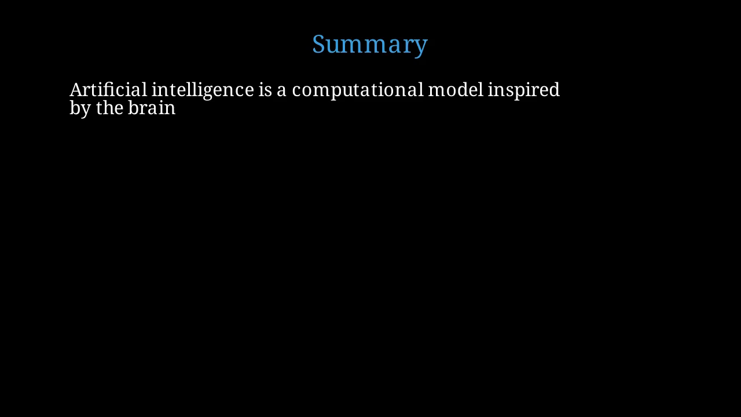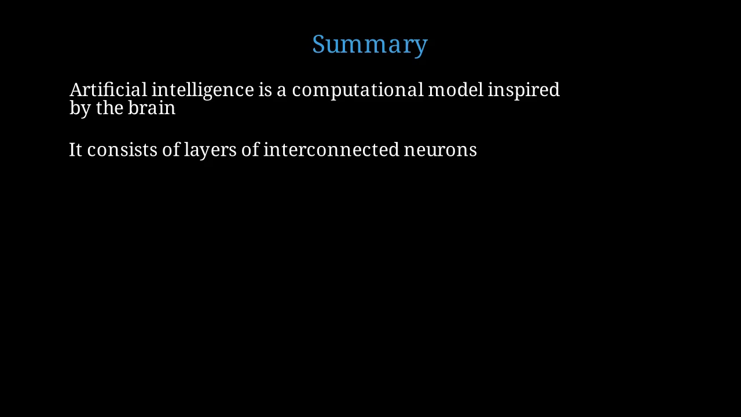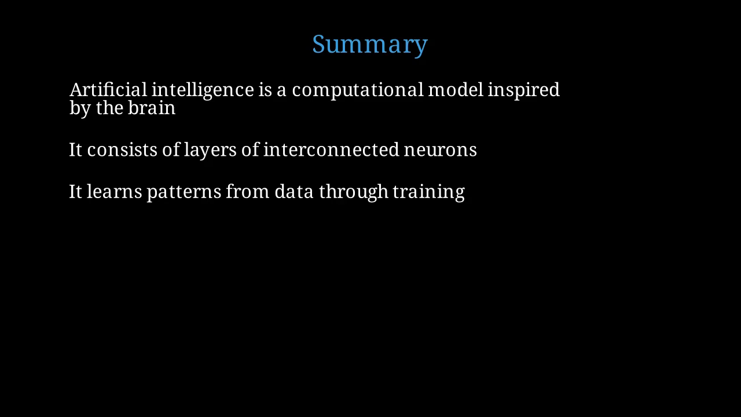Let's summarize what we've learned about artificial intelligence. Artificial intelligence is a computational model inspired by how the brain processes information. It consists of layers of interconnected artificial neurons that process data. Most importantly, artificial intelligence can learn complex patterns by training on large amounts of data. Today, artificial intelligence powers many AI applications that we interact with every day, from search engines to virtual assistants.